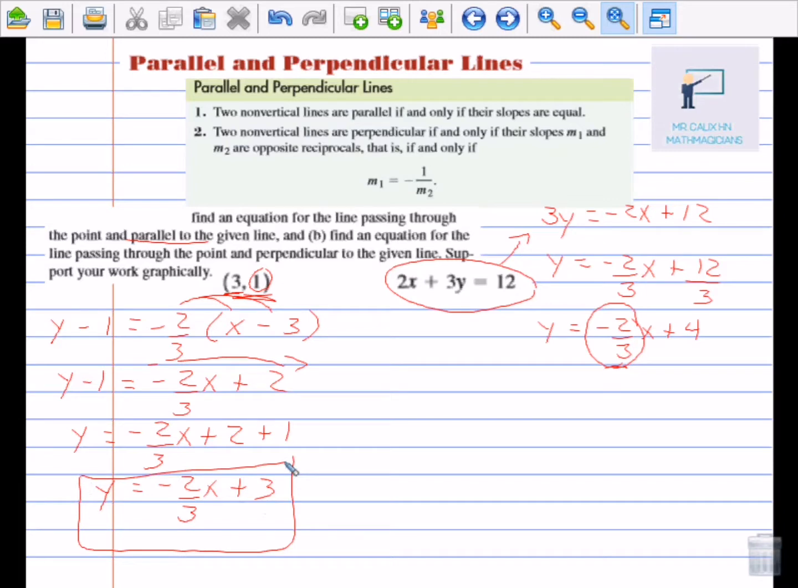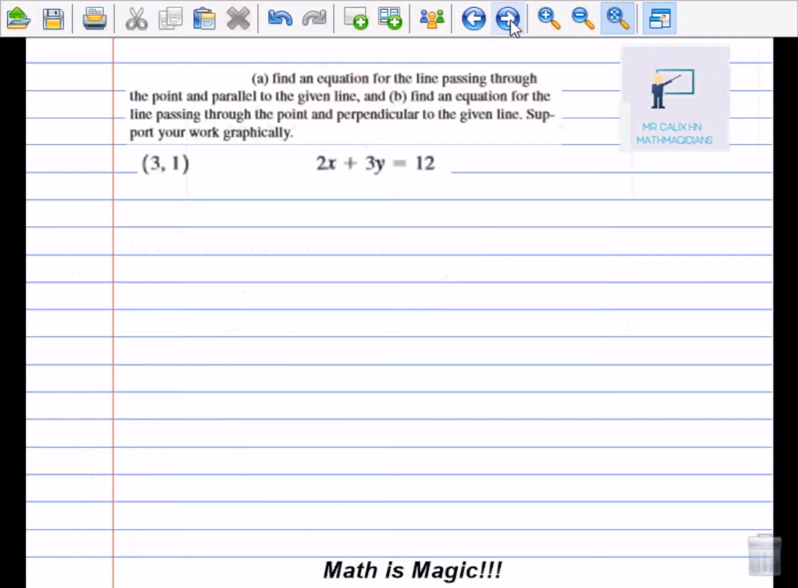Now we're going to do letter B. It says, find an equation for the line passing through the point and perpendicular now to the given line. We already have our slope, -2/3. We know that our slope is -2/3. But now, for perpendicular, it has to be the reciprocal and opposite of this one. That means that my slope to use for perpendicular has to be 3/2. There is a way to check it. Remember, I told you that the multiplication has to be -1. If I multiply -2/3 times 3/2 and you simplify, your answer is -1. That means that we are correct with our slope.